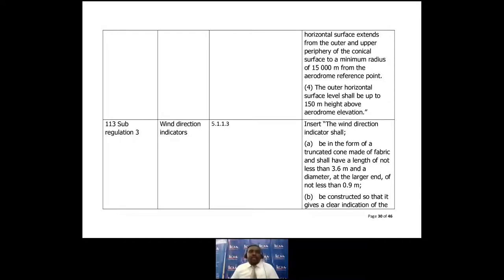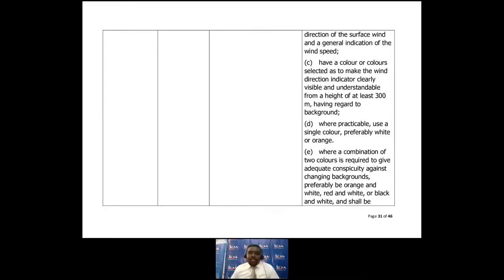And then there was a provision on wind direction indicators, that is regulation 113 subregulation 3. So we inserted the words: the wind direction indicator shall be in the form of a truncated cone made of fabric and shall have a minimum length of not less than 3.6 meters and a diameter at the larger end of not less than 0.9 meters. And then B, to be constructed so as it gives a clear indication of the direction of the surface wind and a general indication of the wind speed.